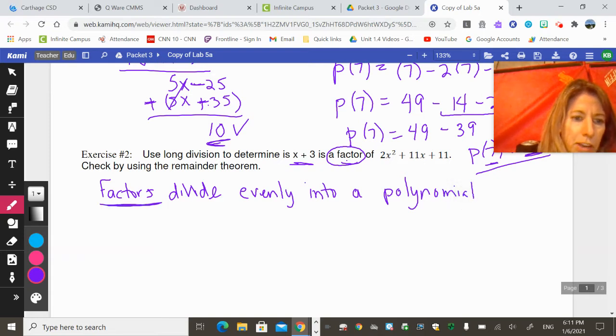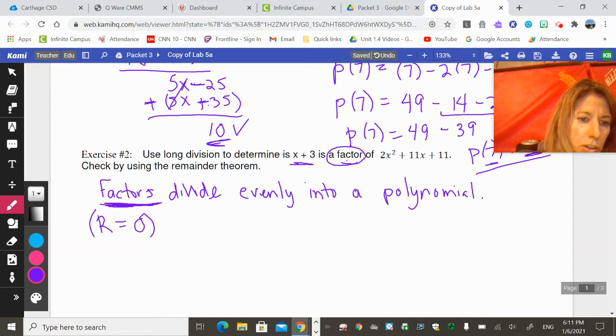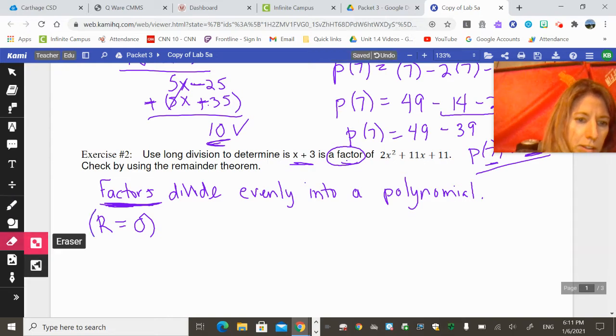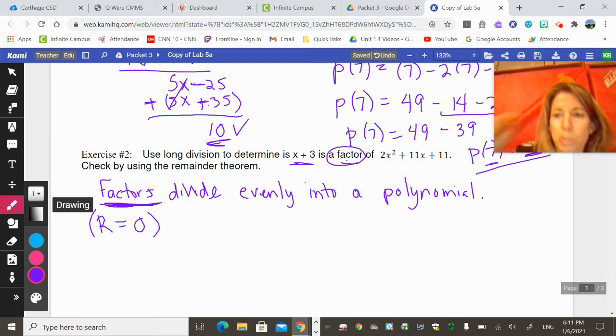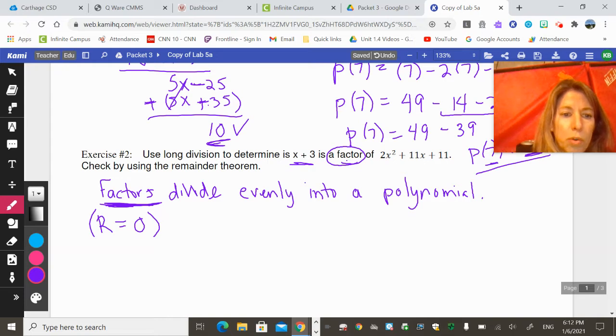Okay, so if it's a factor, put a period there, then the remainder will equal 0. Or we can say that there's no remainder. So a factor by definition will divide something evenly. That means there's no remainder at all. Okay, so it says use long division to determine if x plus 3 is a factor of this, and then check by using the remainder theorem.